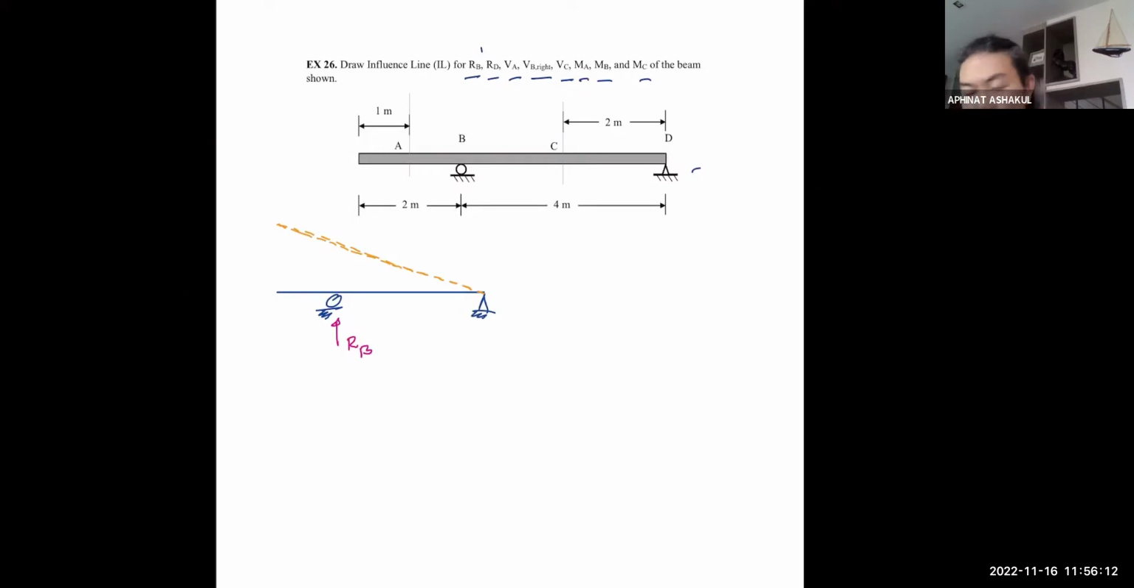But wait a minute, we need the magnitude, right? So how do we obtain this? In the easiest way, we again place the unit load at B. When we place the unit load at B, we know RB is going to be equal to 1, right? When the unit load is over B. So from that, you now know that here RB is equal to 1. So that becomes my influence line of RB.